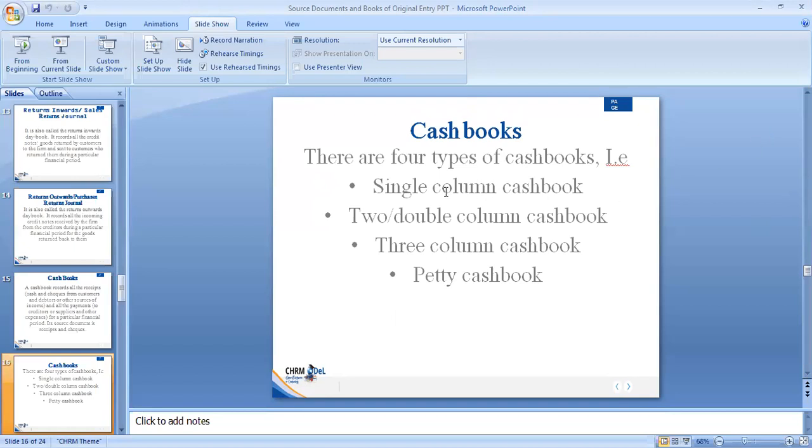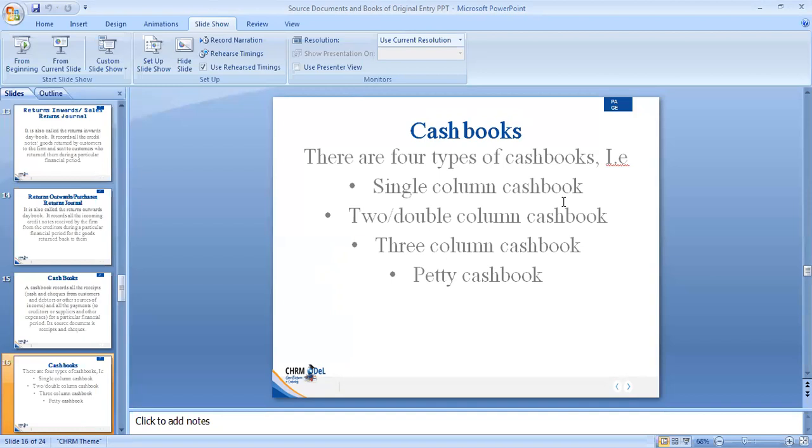The first one is what we call the single column cash book or one column cash book. This is actually the simplest of them, whereby transactions involving cash in hand and those transactions involving cash at bank are recorded separately. They are not recorded in one single cash book. We have a cash book to record the cash received and cash payments. We also have a separate cash book to record checks received and checks issued out. When we have them separately maintained, then that kind of a cash book is known as the single column cash book.